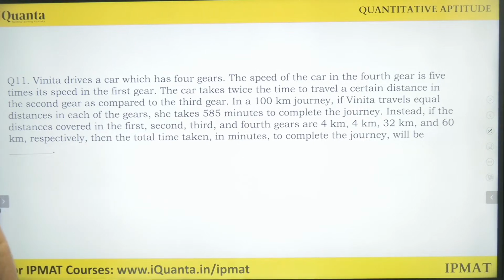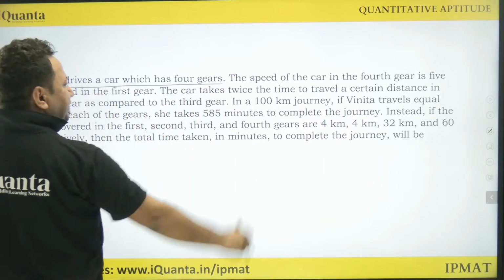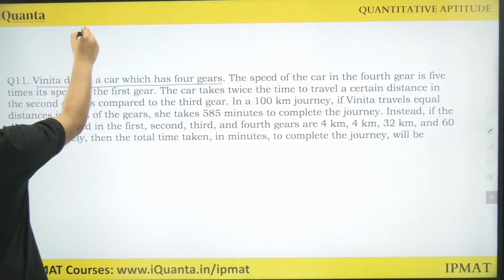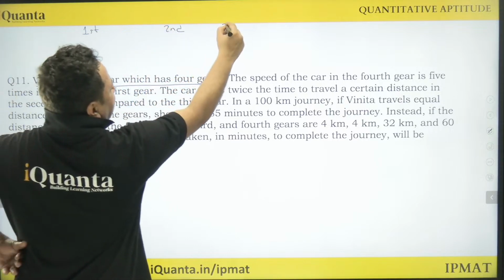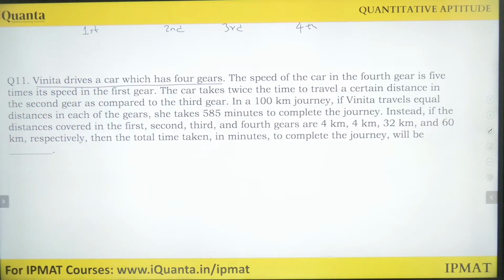Let's do this one. It's an arithmetic question. Vinitha drives a car which has 4 gears. The speed of the car in the 4th gear is 5 times its speed in the 1st gear. The car takes twice the time to travel a certain distance in the 2nd gear. Now, a lot of information is given over there, so we need to keep on writing things according to our convenience. So I'll just write for the 1st gear, 2nd gear, 3rd gear, and 4th gear. The moment I read it, I'll write it.